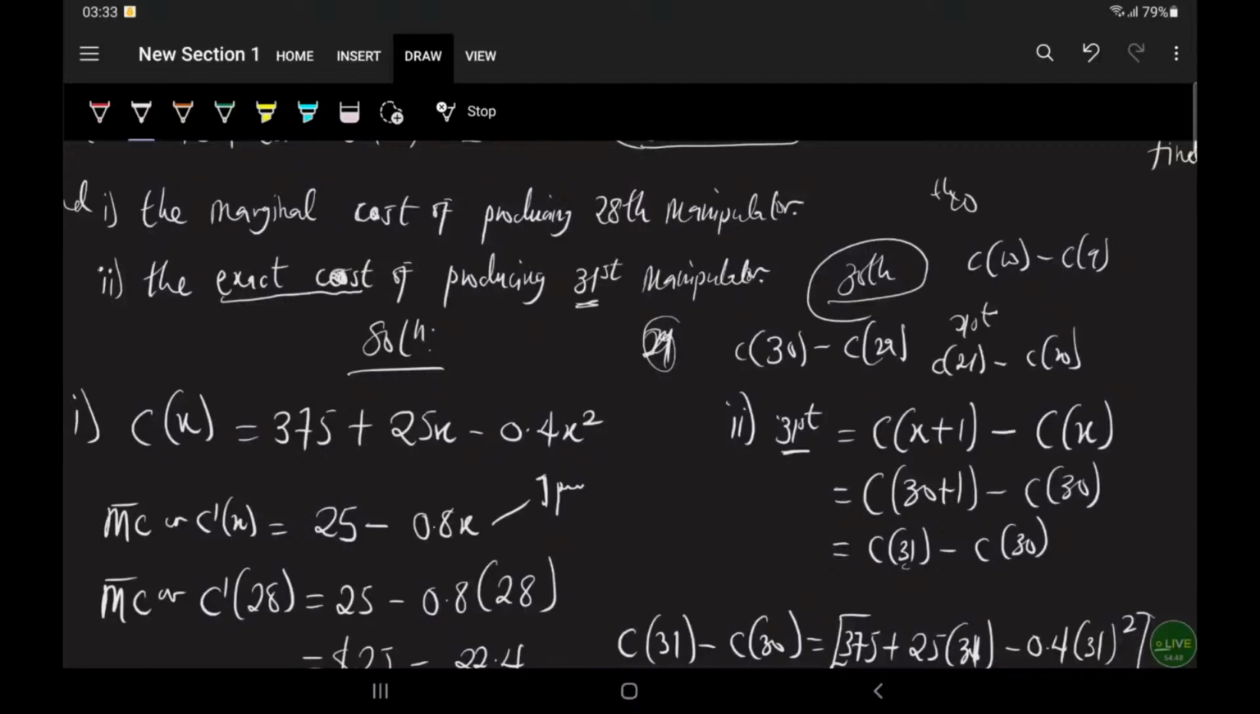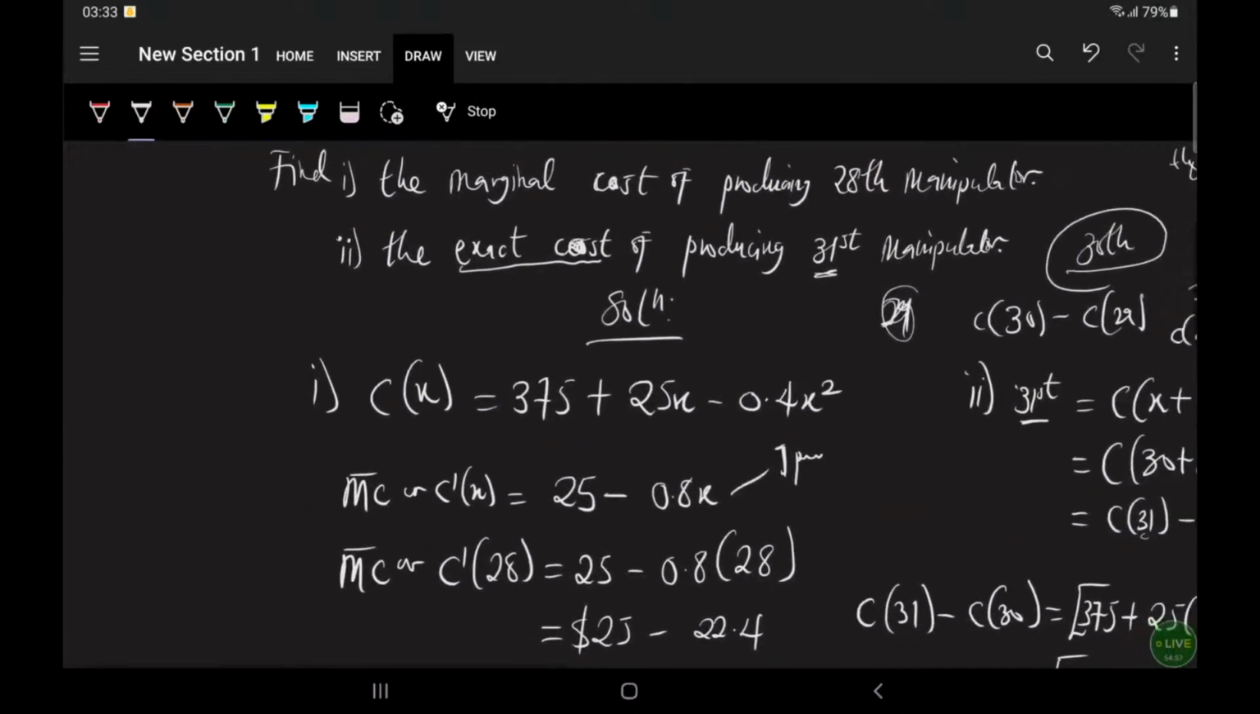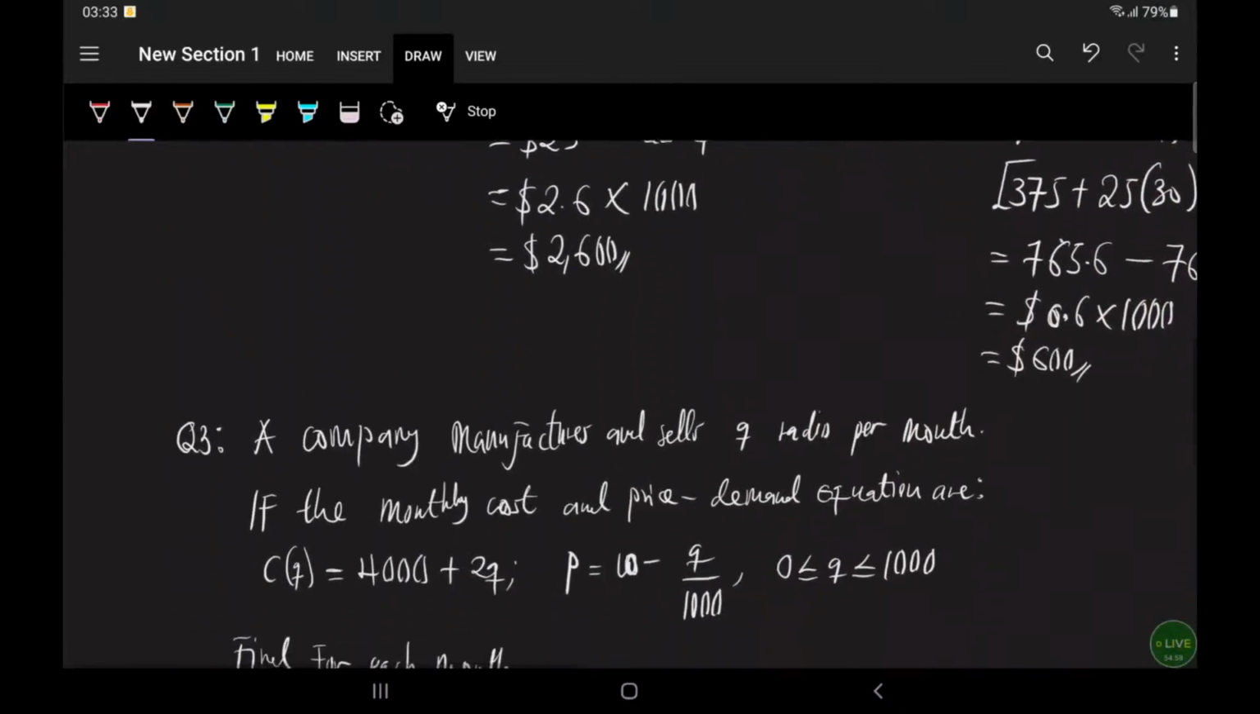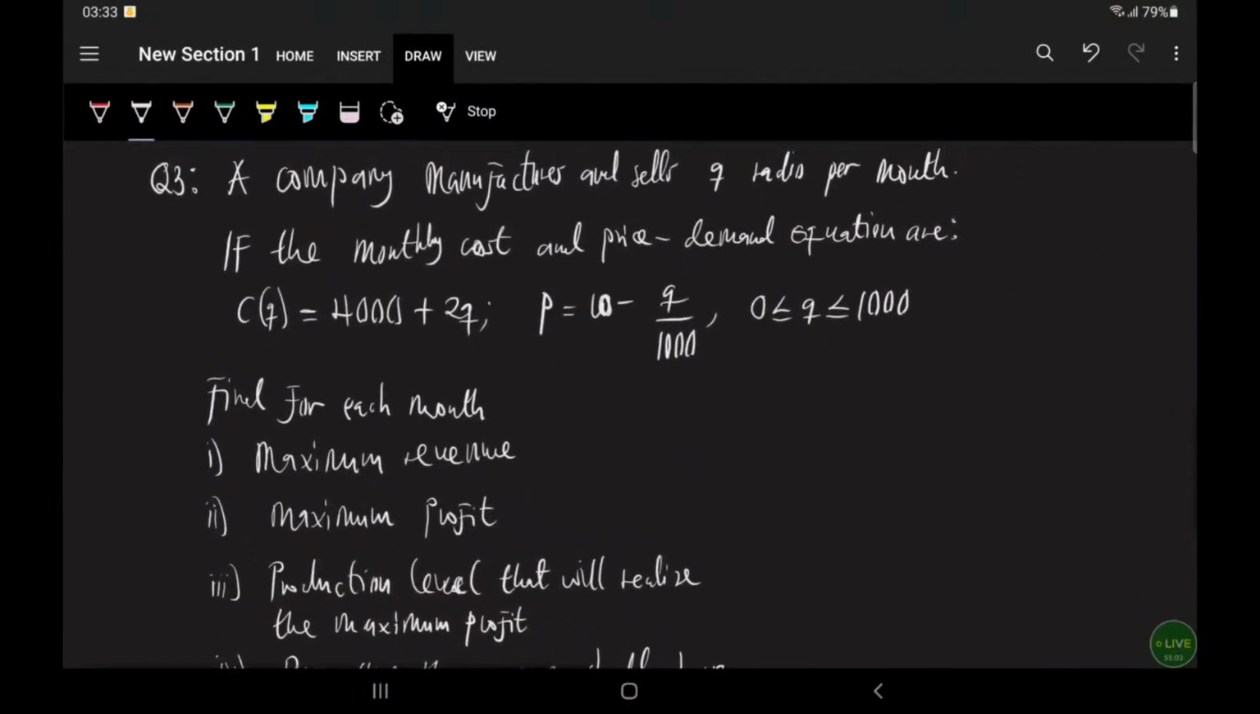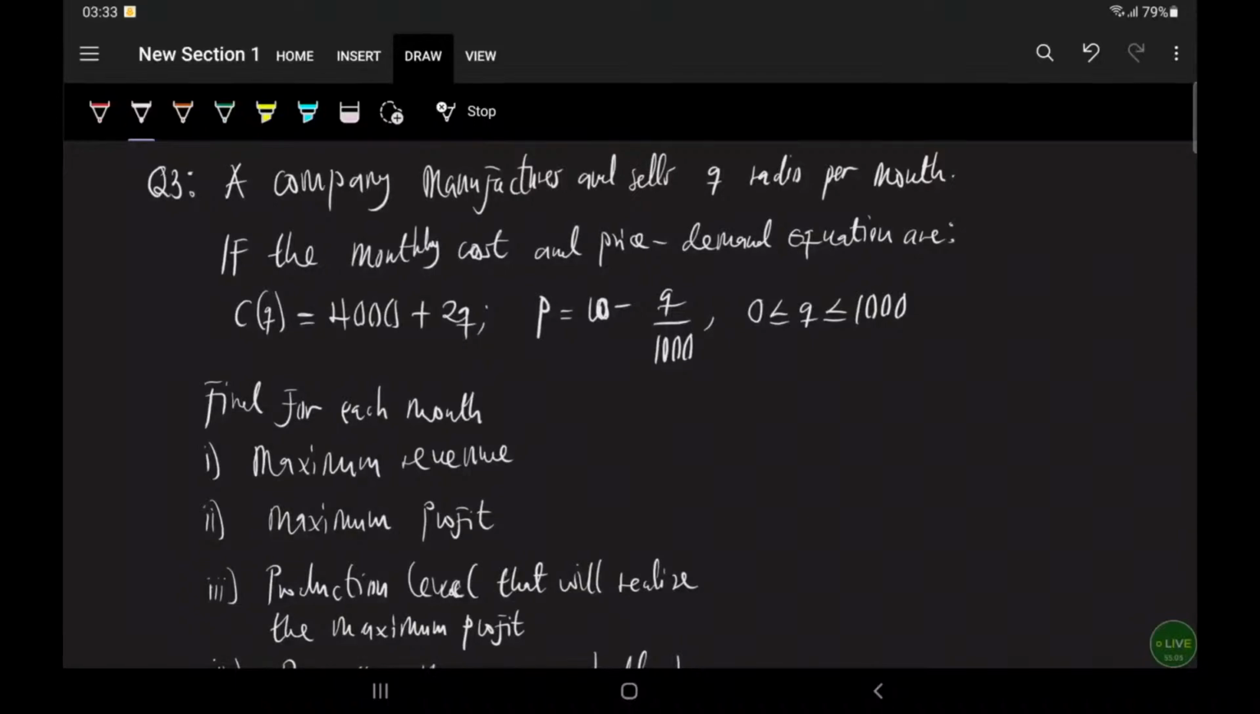So that is the idea: you want to understand the relationship between cost, revenue, and profit, and the marginal analysis in that light. So let's take our last question on the maxima and the minima, and we get it done with this video. All right, so now let's see.